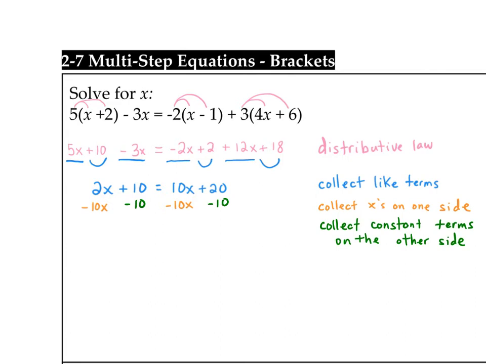All right, so that means when we collect these terms now, 2x minus 10x gives you negative 8x. The positive 10 and the minus 10 cancel out. On the right side, the 10x minus 10x cancels out, and the 20 minus 10 is positive 10.